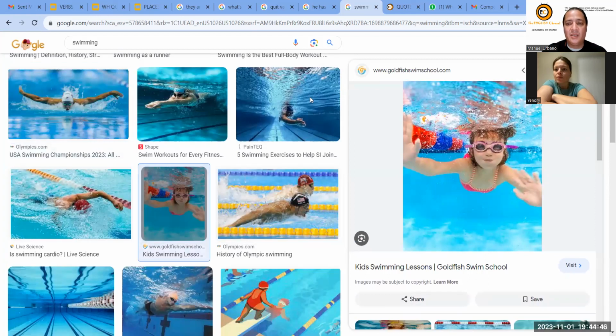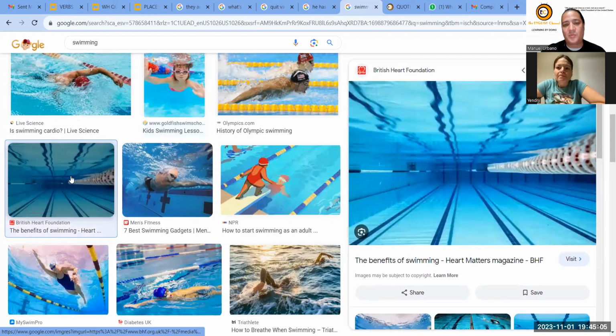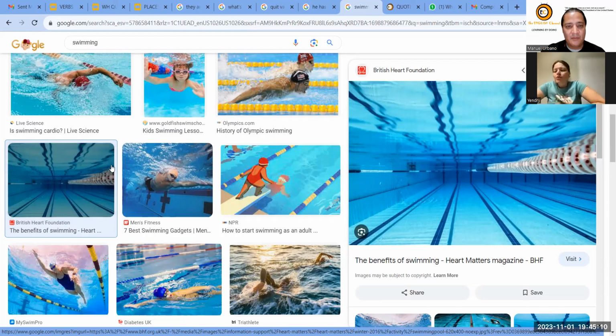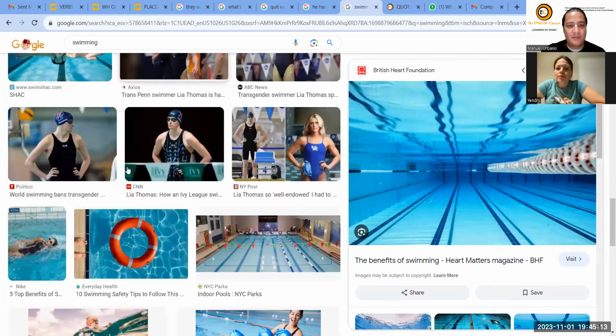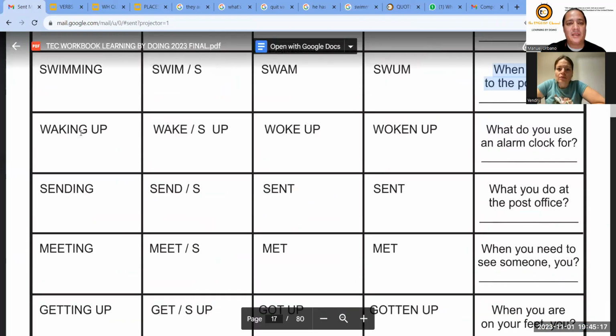Now this one is she is swimming for fun. Not a competition, not to exercise, just to have a good time. So she's swimming for fun. Very good. All right, now let's practice the negative. Nobody is swimming. Very good. All right. So that was our verb right there. Let's go to the next one.